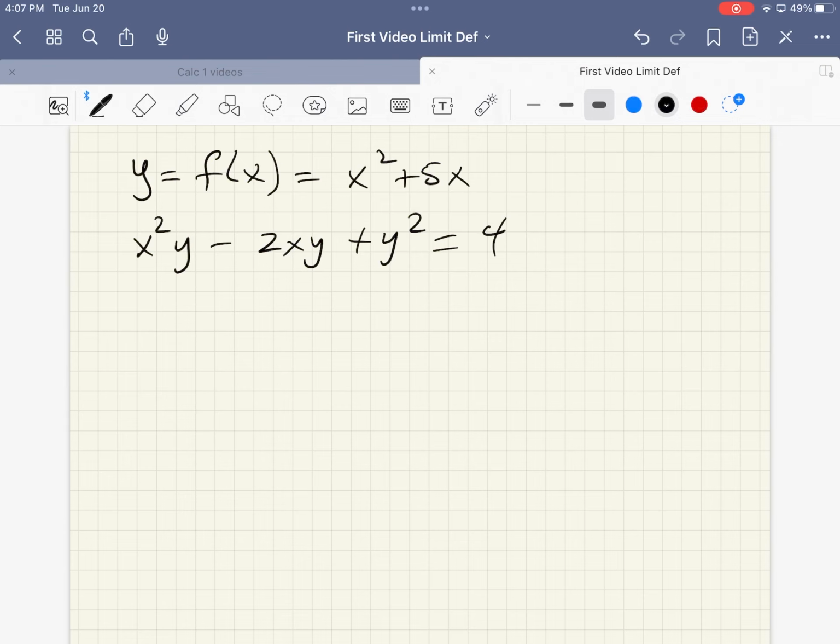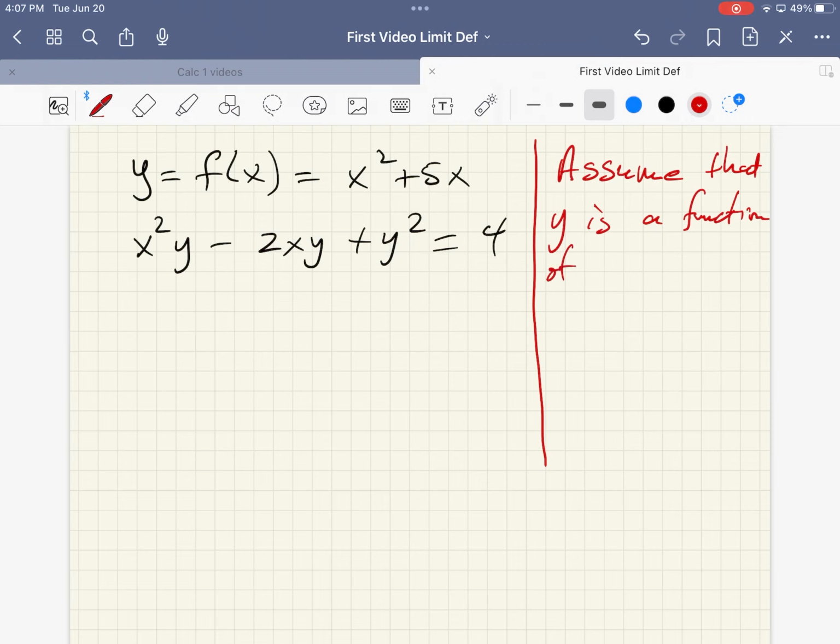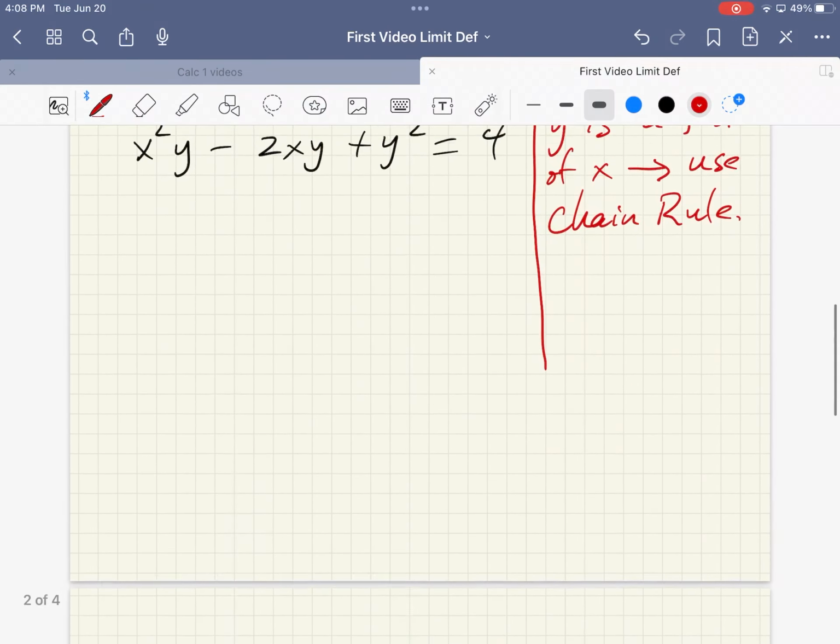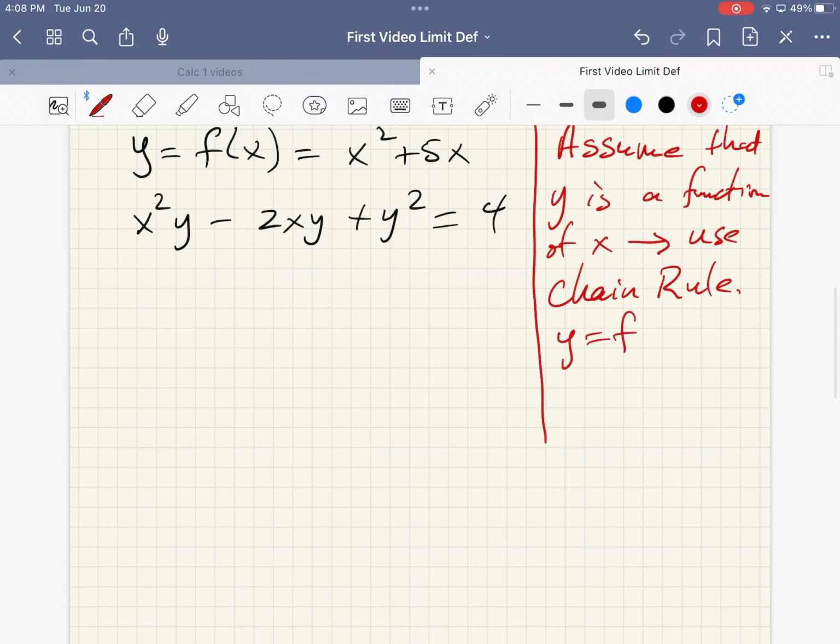Now, the key to implicit differentiation is to assume that y is a function of x, and so we must use the chain rule. All right, so anytime we see y, we're going to assume that y is a function of x. So y equals some function of x. That's the key here, making sure that you assume that.